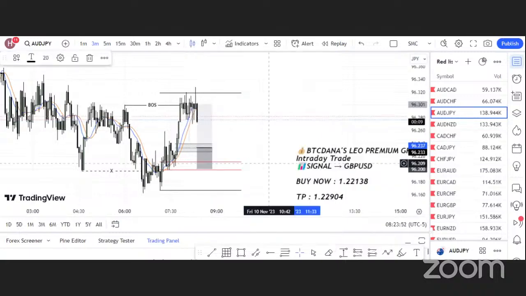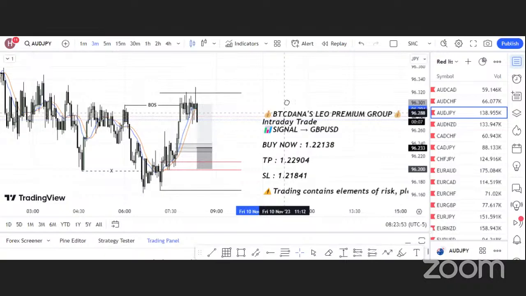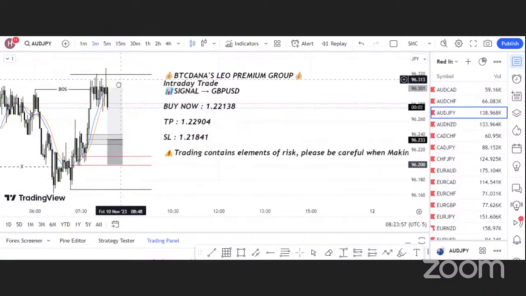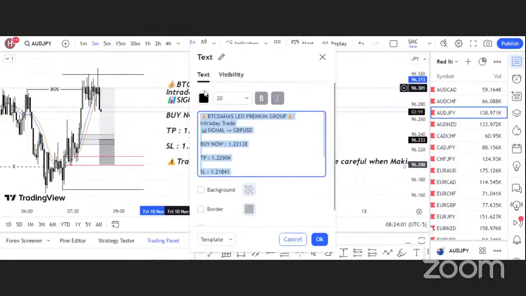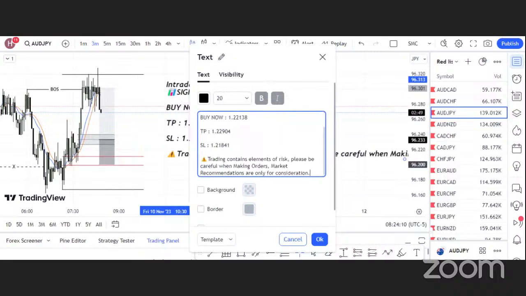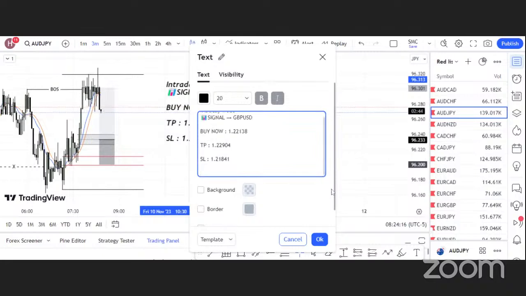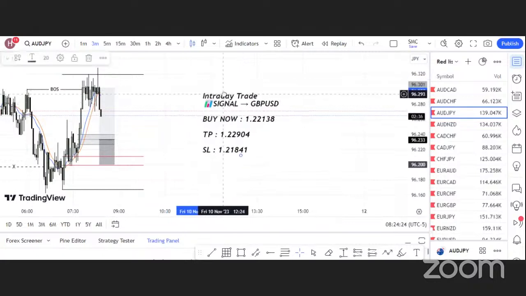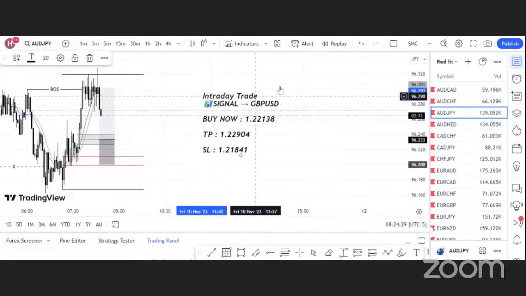So this is how our signal in the premium group looks like. Let me delete the ones that are not necessary. So this is what the signal looks like. I'm doing this because of the newbies that keep complaining that they don't know how to open a trade, don't know how to set stop loss or take profit. So this is how a signal looks like.